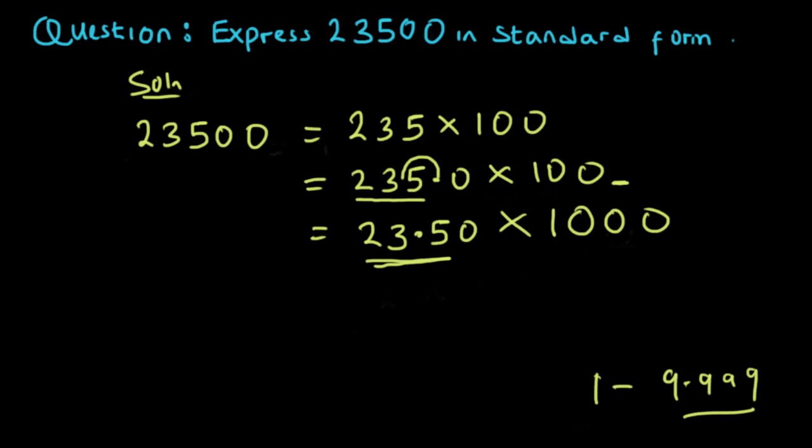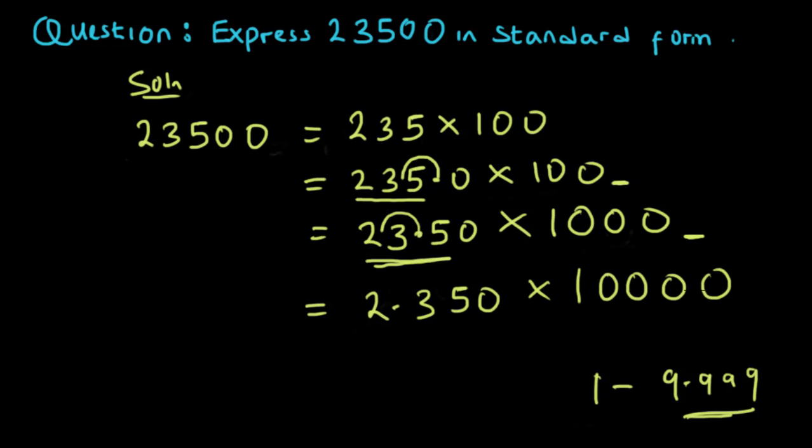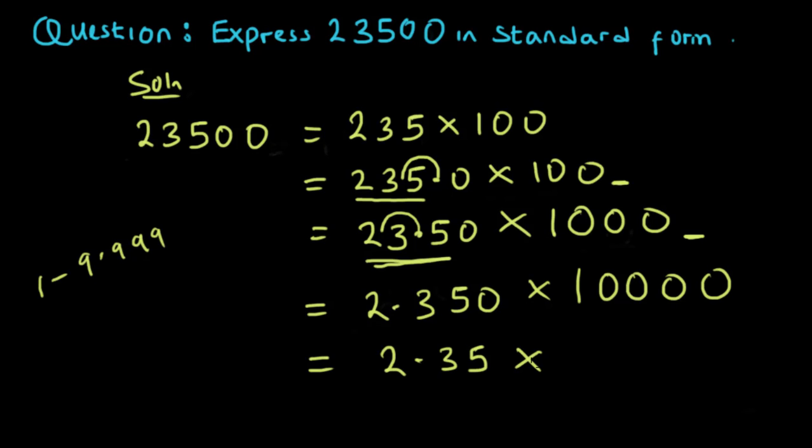Now 23.5 is still bigger than 9.999. So we move the decimal point to the left another time. Does this make sense? And by moving it to the left, remember we have to add another 0. So we'll be having 2.350 times 1, 2, 3. We add another 0, 4. Do you understand? Now in this case, 2.35 is between 1 and 9.999. So we are going to be having 2.35 times, how many zeros do we have? 4 zeros. 10 raised to power 4. And this is our answer.